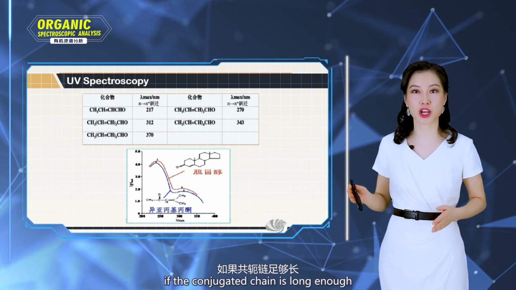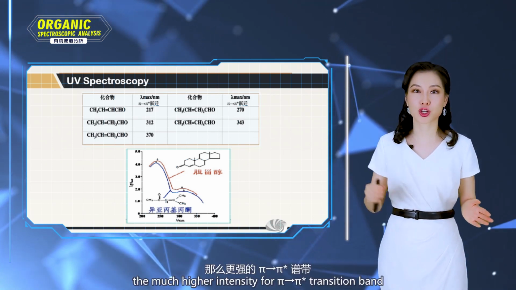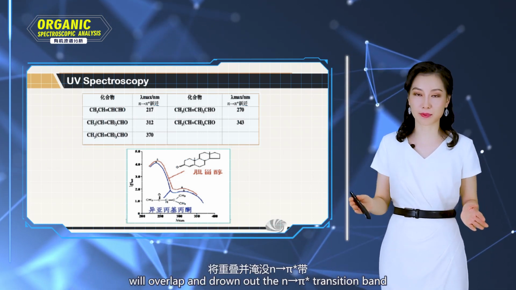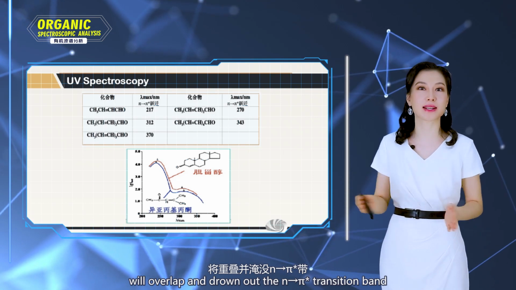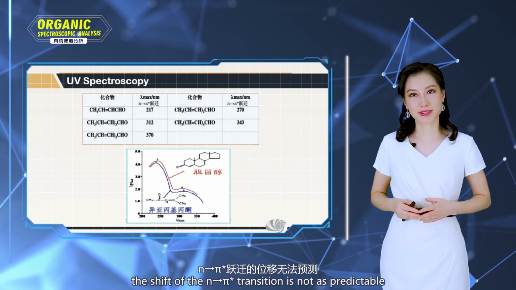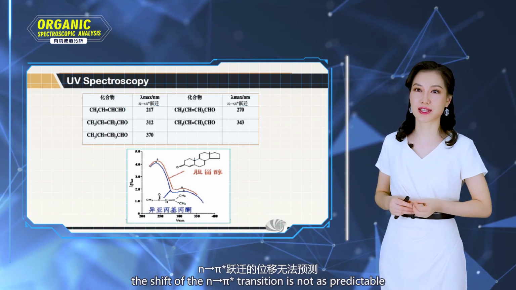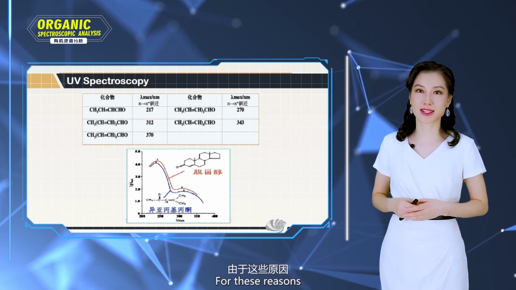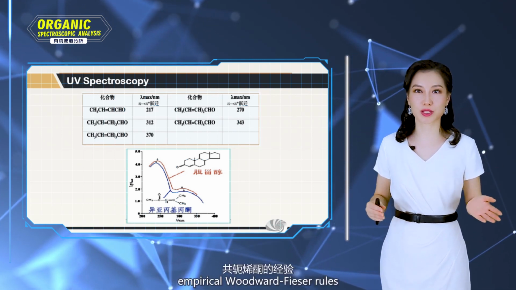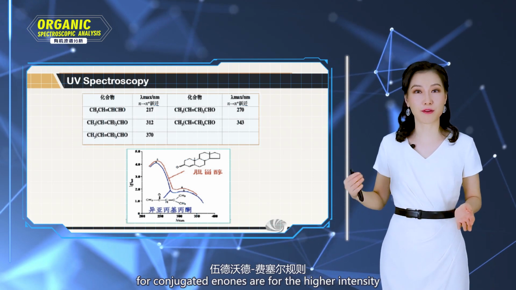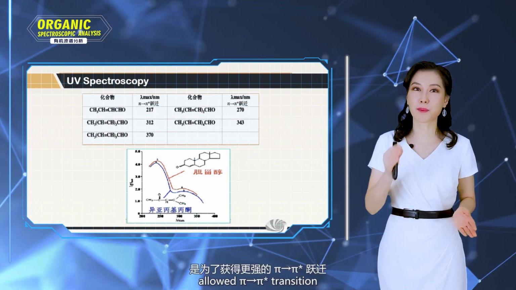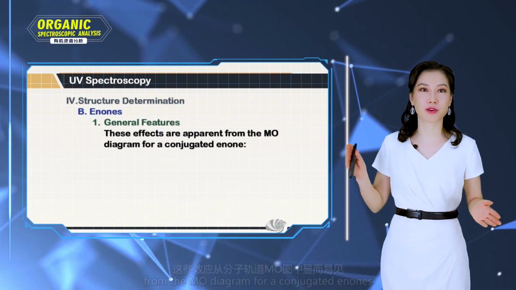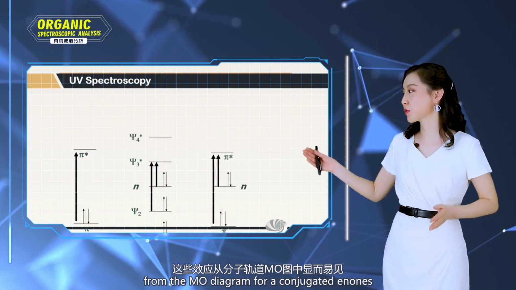If the conjugated chain is long enough, the much higher intensity pi to pi star transition band will overlap and drown out the n to pi star transition band. The shift of the n to pi star transition is not as predictable. For these reasons, empirical Woodward-Fieser rules for conjugated enones are for the higher intensity allowed pi to pi star transition. These effects are apparent from the MO diagram for conjugated enones.